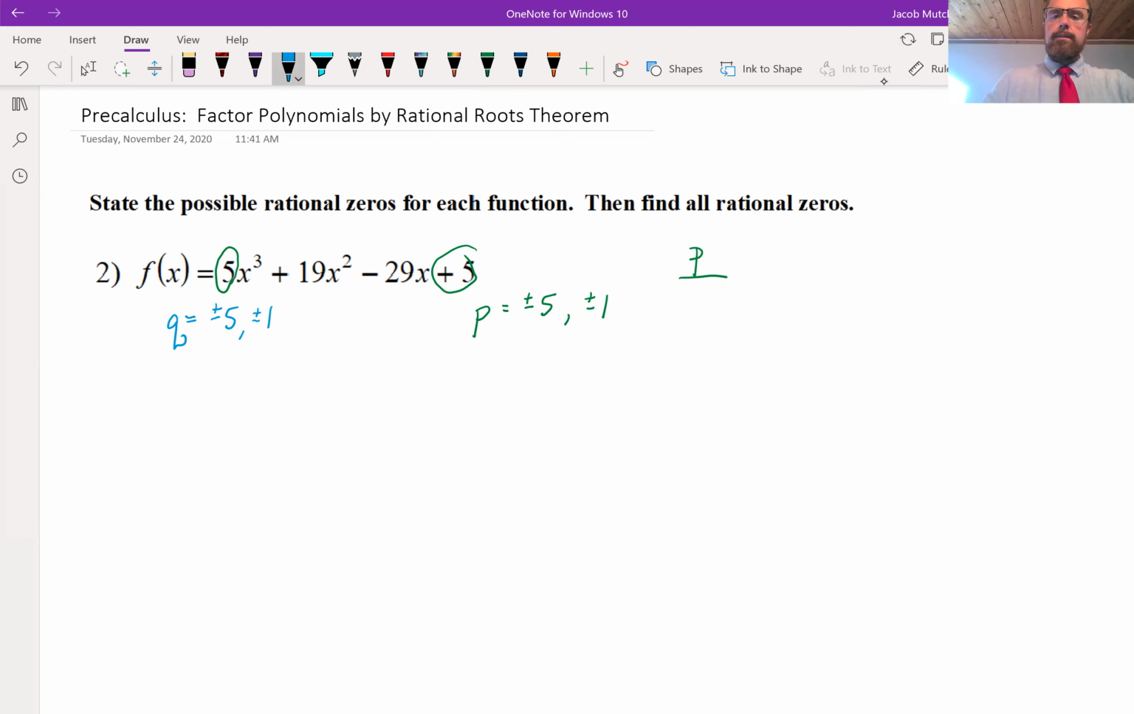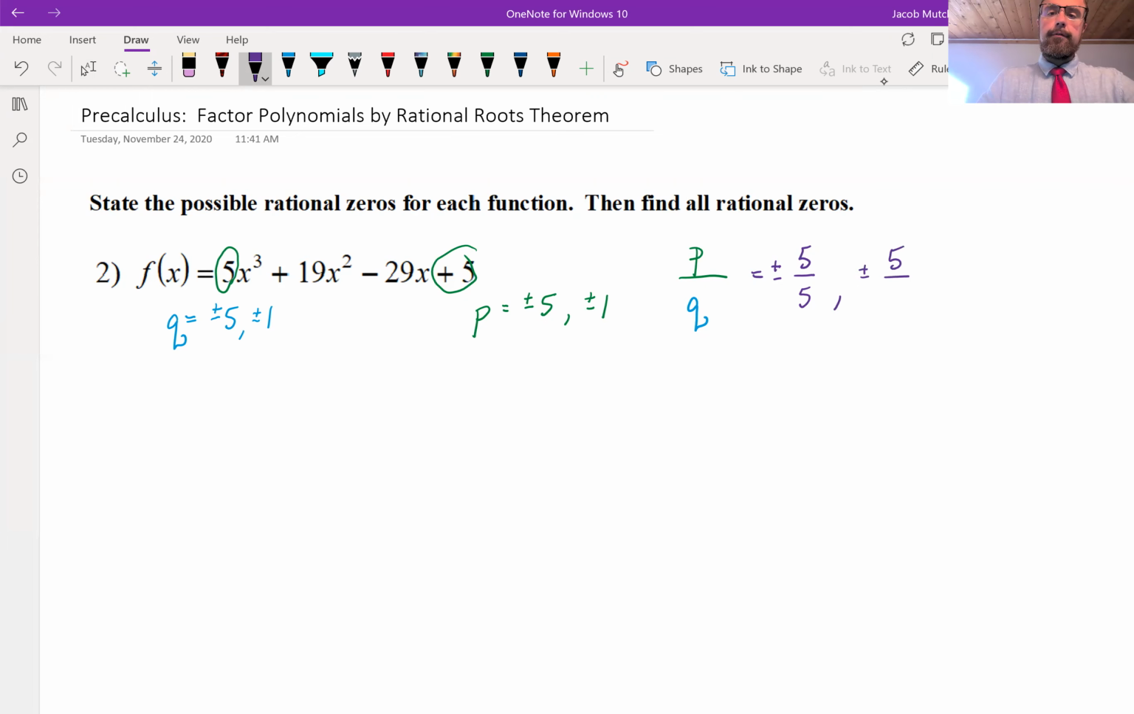So I'm going to take my p values, I'm going to put 5, and then first of all, I'll put the first numbers in each list. So it's going to be 5 over 5, and that could be positive or it could be negative, depending on the combination of signs. I'm also going to write plus or minus 5 over the second possibility for my q values, 1. And then I have two more possibilities: 1 over 5, and then lastly, 1 over 1.